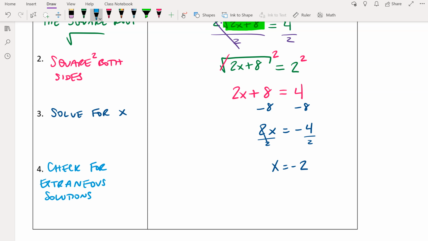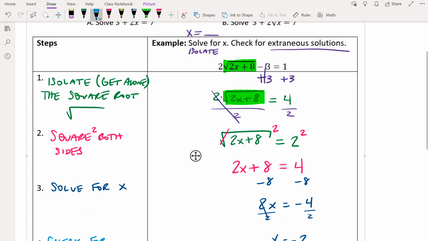How do we check to see if they work? You're going to plug back in. We're going to plug x back in and see if it works. I'm going to show you what I mean. Right now, we have x equals negative 2. We don't know if that's actually the real solution. We first need to plug it back into what we started with.